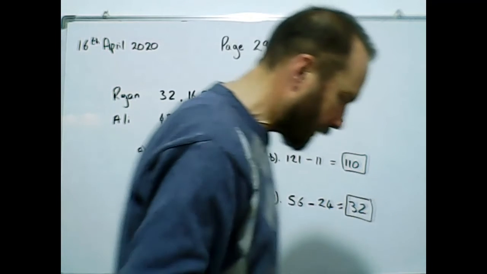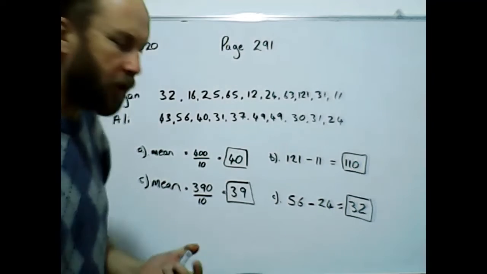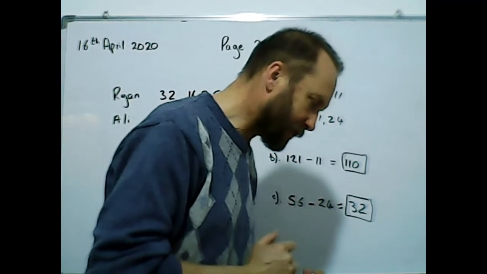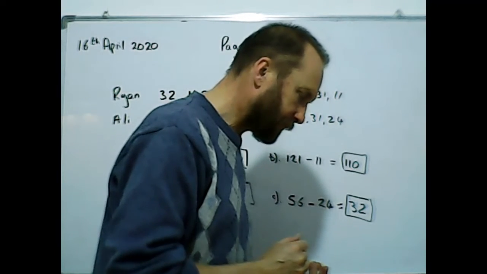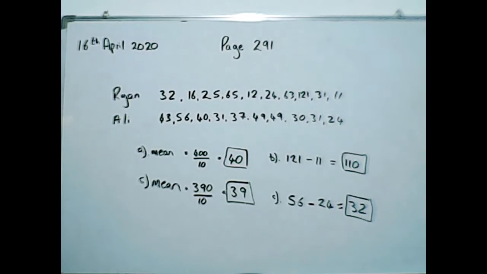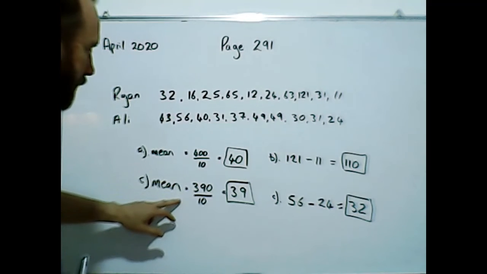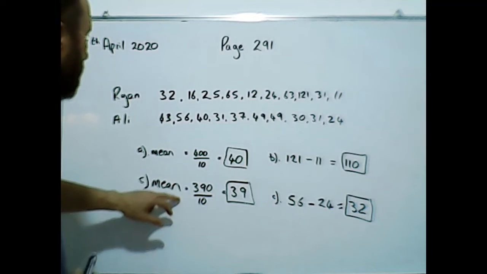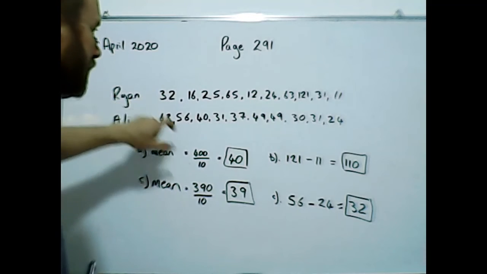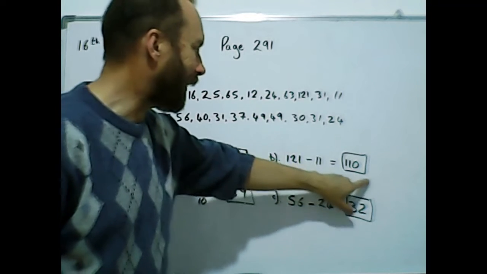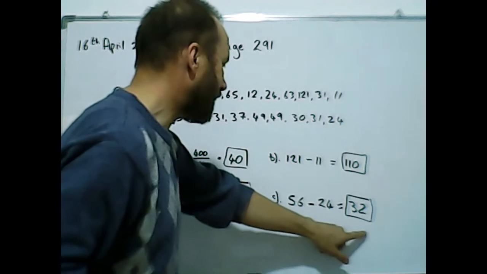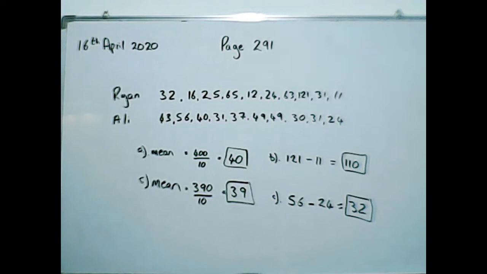Now it says here, choose somebody to play darts for your team. Okay? Who would you choose? Well, it's an interesting one, isn't it, really? Because the mean, the average, is almost the same. Yeah? But Ryan's range of scores is a lot higher than Ali's.